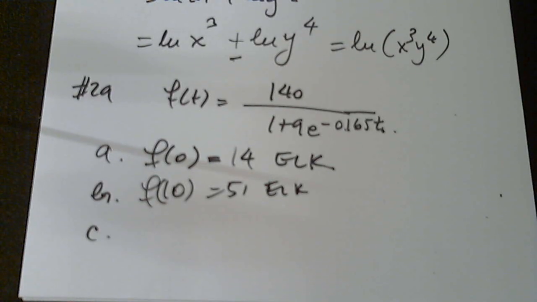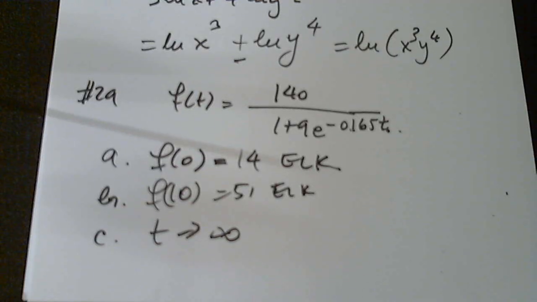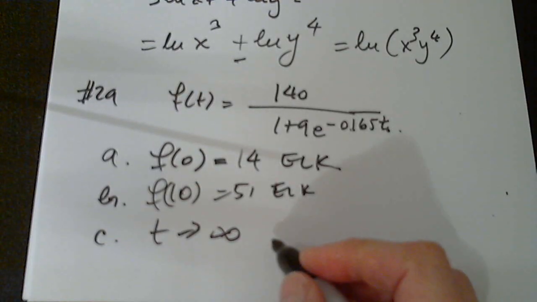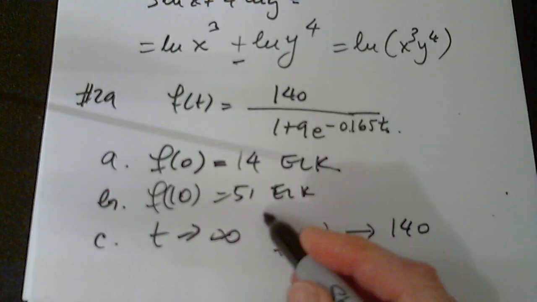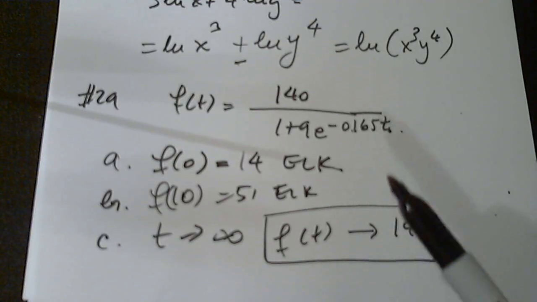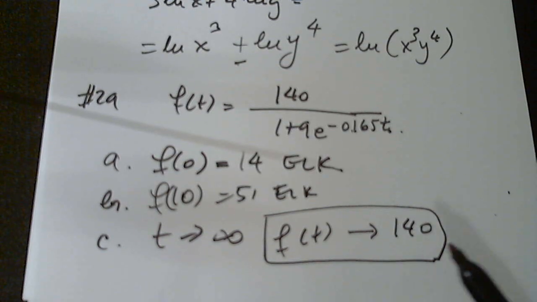Obviously, the limiting size is the numerator in this case. So as t goes to infinity, which is not really possible, f of t gets closer and closer to 140. How do I know? I checked. I increased the time as much as I could. And the result was always 140 elk.